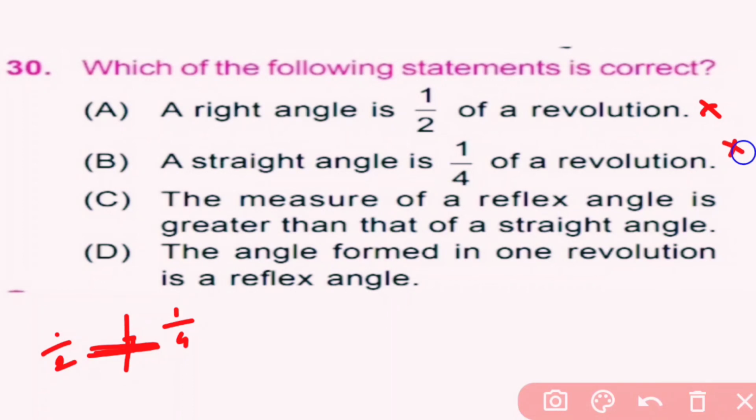Option C, the measure of a reflex angle is greater than the straight angle. The straight angle is 180 and a reflex angle is more than 180. So the measure of a reflex angle is always greater than a straight angle. It is a correct statement. And option D, the angle formed in one revolution is a reflex angle. For one complete revolution, 360 degrees, the angle is 360 degrees, which means it is a complete angle. So this statement is also false. So here the only correct statement is C.